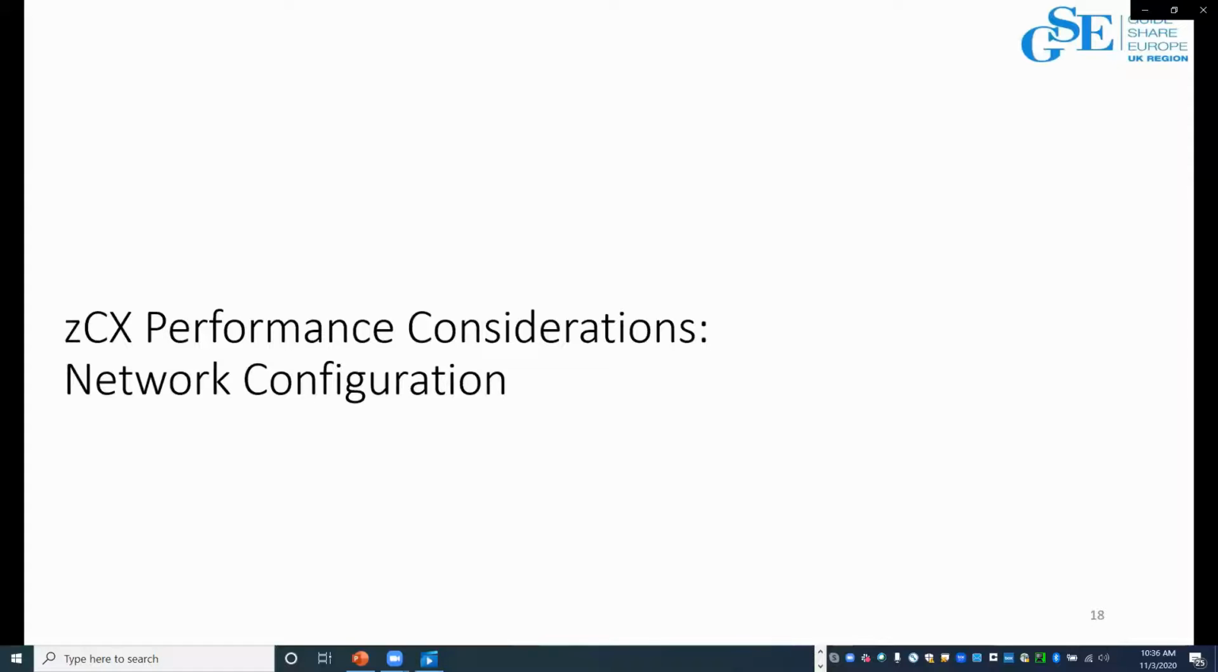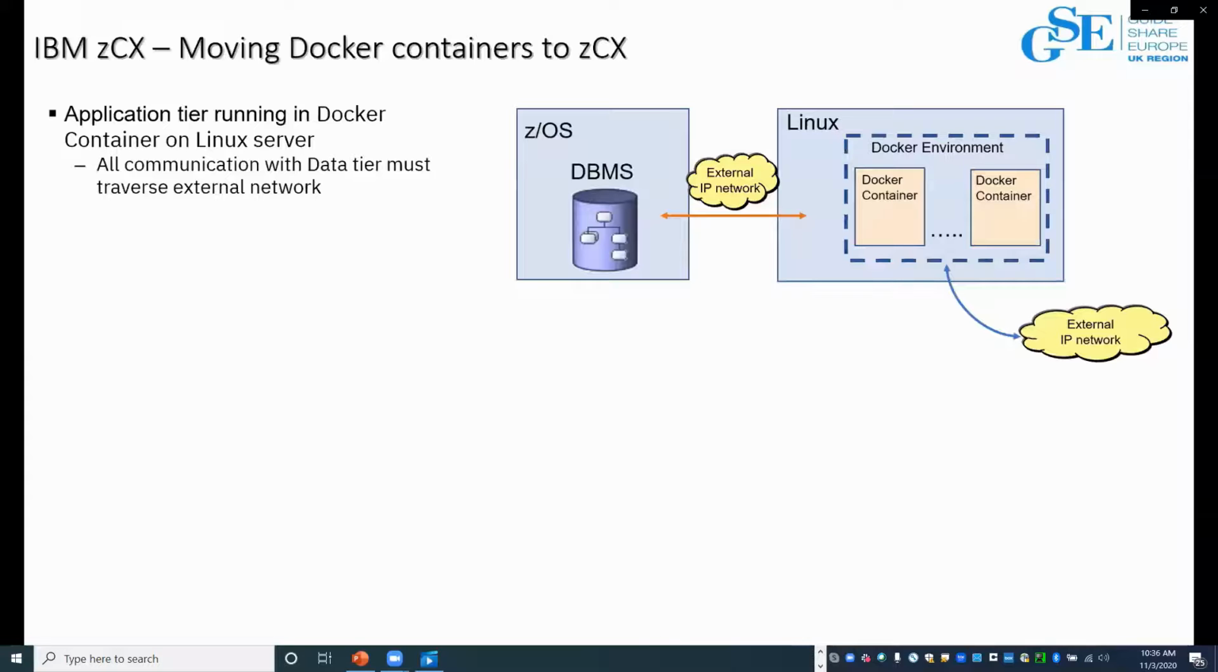I'd like to continue with some considerations when configuring your network environment for zCX. In an example workload configuration, suppose that clients access an application or service residing in a Linux container. This application or service then needs to communicate over an external network to a database subsystem running on z/OS to complete the transaction. This network communication between tiers can be costly, especially if it requires a lot of chattiness between the application and data tier in order to satisfy a single transaction request.